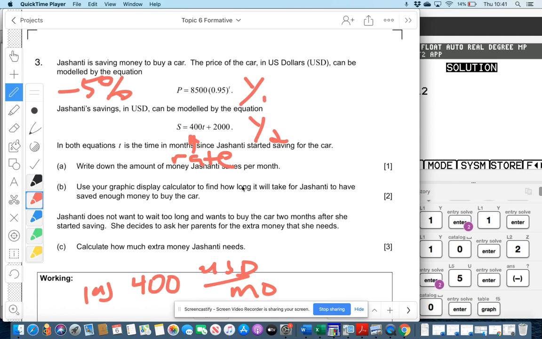And we put those in the calculator, and we should be able to find out how long it takes for Jashanti to have gained enough money to buy that car. Okay. So let's look at the calculator here. 8,500.